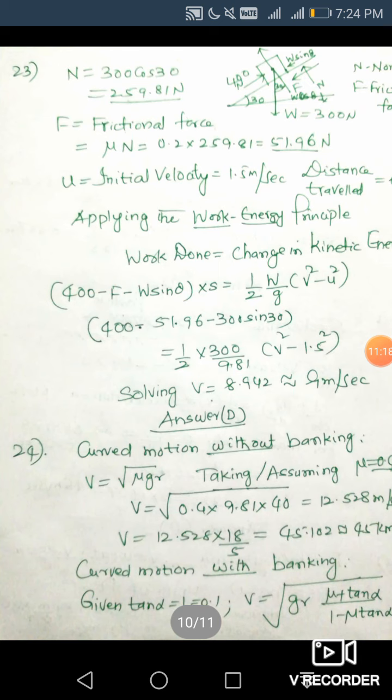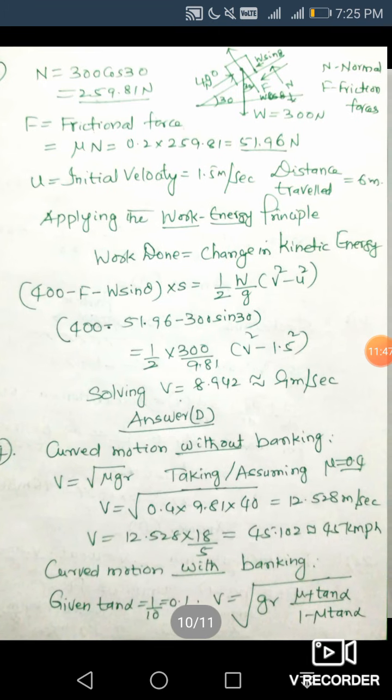Now there are two cases in this question: a body moving along a curved path, when the road is horizontal, and the second case when the road is banked, that means a slight elevation is given to it. In both cases there is a formula: V is equal to under root of mu g r, where mu is the coefficient of friction between the vehicle and the road surface, g is the acceleration due to gravity, and r is the radius of curvature.